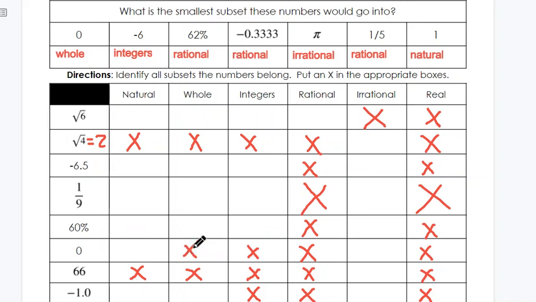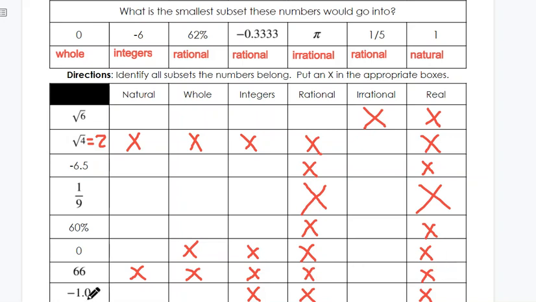0 is a whole number. I kind of remember that because whole and 0 looks like a whole. So it's a whole number. Whole numbers are also integers. Integers are also rational, and rational numbers are real. 66. 66 is a natural number. I can count to 66. 1, 2, 3, 4, 5, 6, all the way up to 66, right? Natural numbers are also whole numbers. Whole numbers are also integers. Integers are rational numbers, and rational numbers are real.